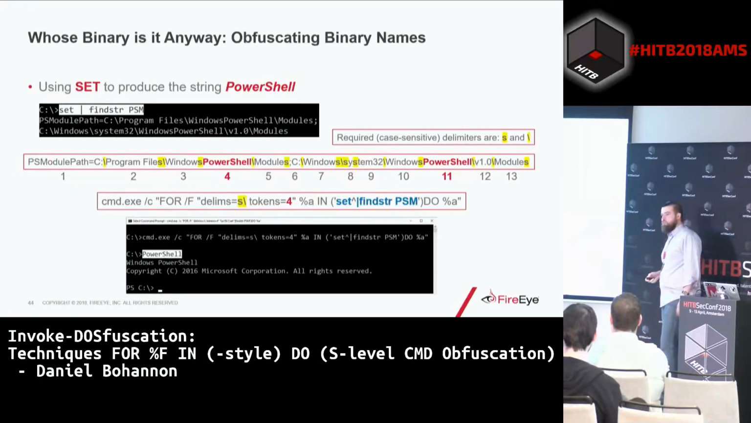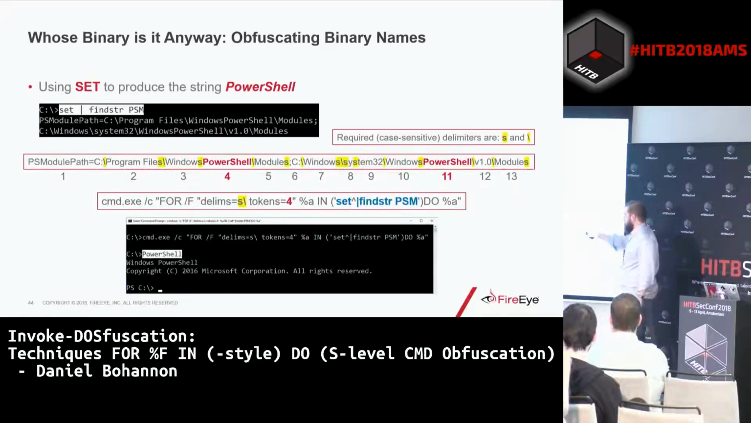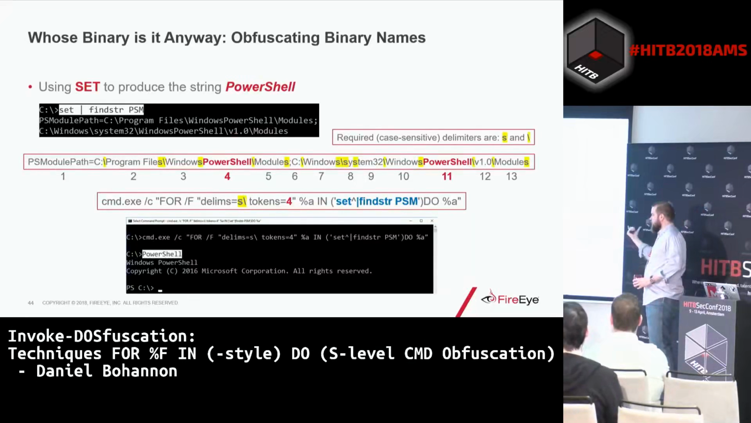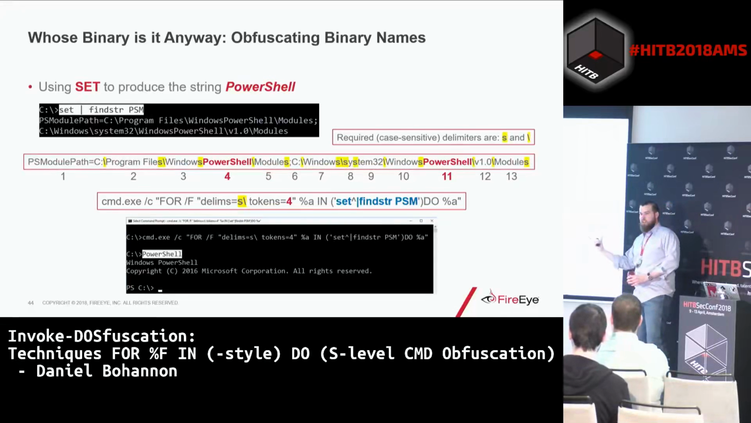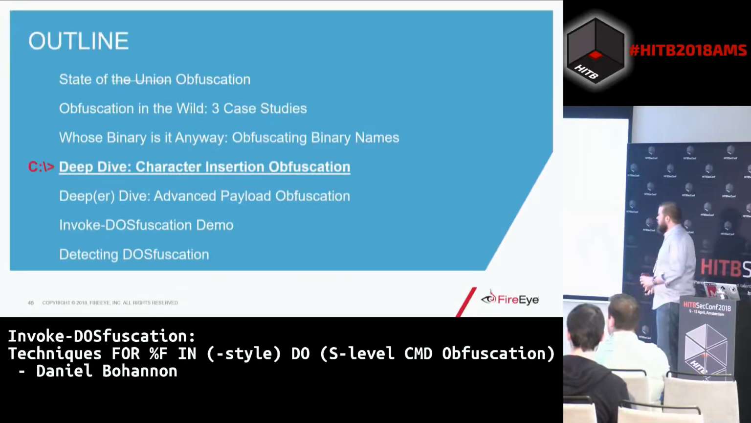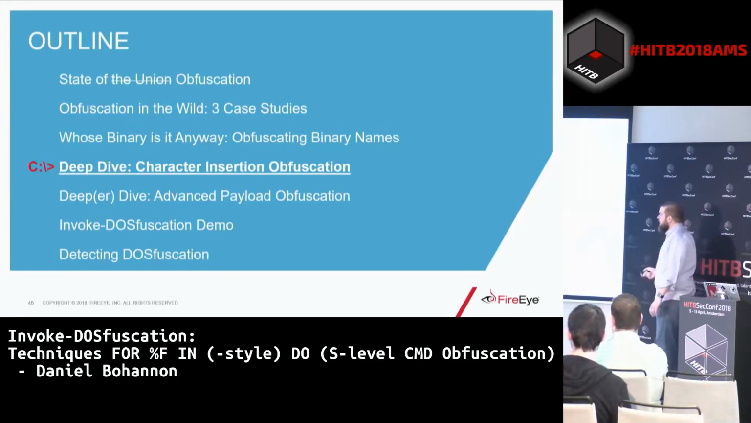Well, we use the for loop, because the internal for loop in cmd supports delimiters. So what we do is, at the end, we run our command, set | findstr PSM. We define these delimiters, and in this case we ask for the 4th token. When we run that, it lifts the string PowerShell out. In this case, we're just saying run whatever comes out, which is PowerShell. So it runs PowerShell interactively. This is not going to show up on the command line, and then it actually enters into PowerShell. So that's obfuscating binary names, and that'll come into play in a little bit. Next, let's look at character insertion obfuscation.